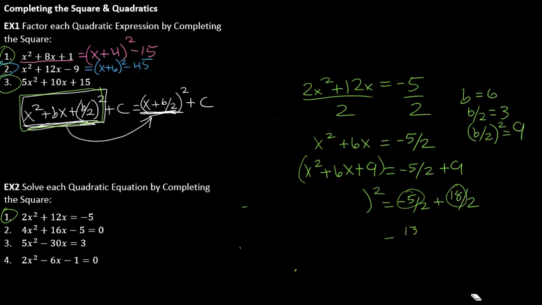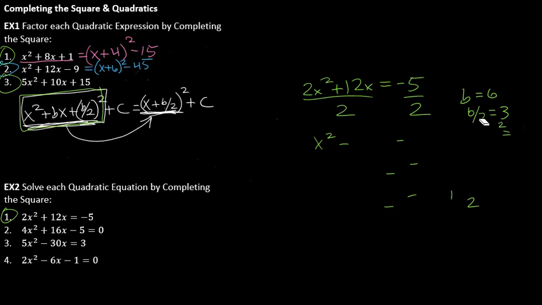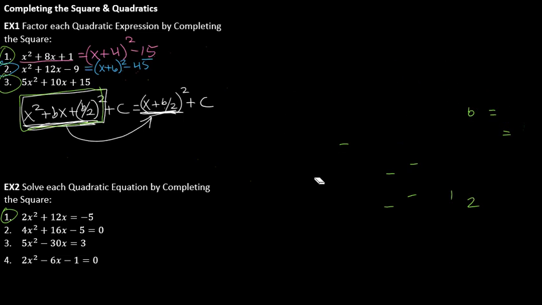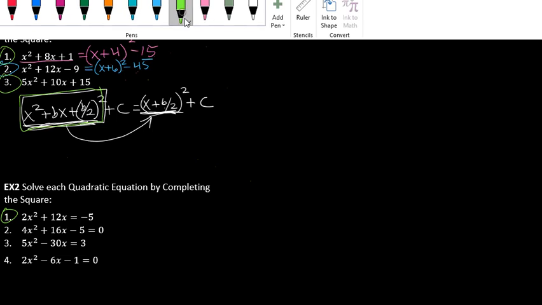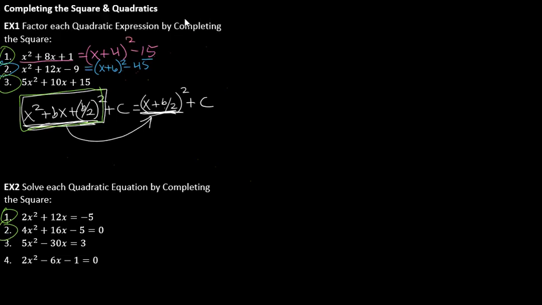So looking at number 2 now. Looking at number 2 now, 4x squared plus 16x minus 5 equals 0. Okay, so all I got to do is complete the square, but what's wrong? I have an a term, so I need to divide everything by 4. So divide everything by 4 here, divide everything by 4 here.